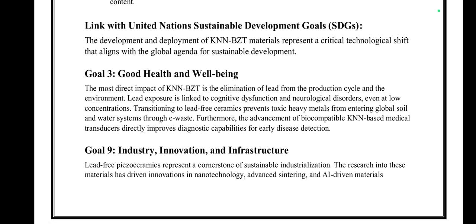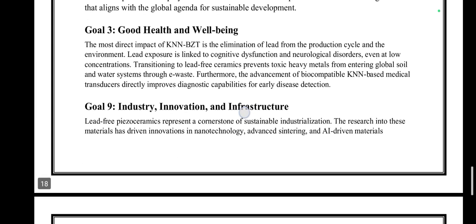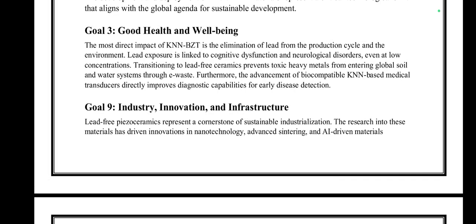Goal 3, good health and well-being. The most direct impact of KNN-BCT is the elimination of lead from the production cycle and the environment. Lead exposure is linked to cognitive dysfunction and neurological disorders even at low concentrations. Transforming to lead-free ceramics prevents toxic heavy metals from entering global soil and water systems through e-waste. Furthermore, the advancement of biocompatible KNN-based medical transducers directly improves diagnostic capabilities for early disease detection.